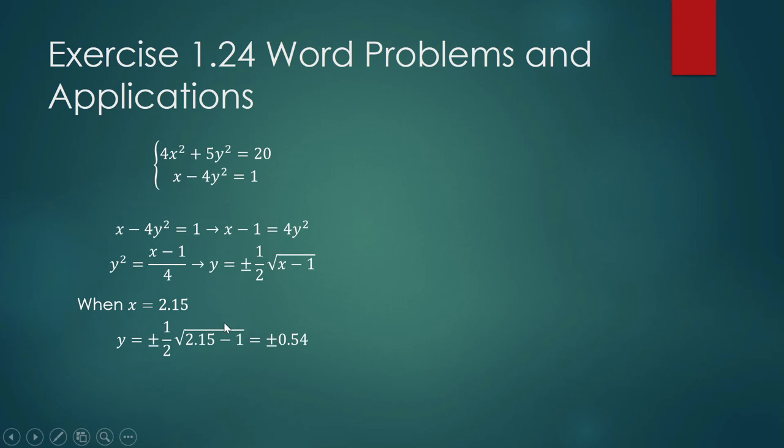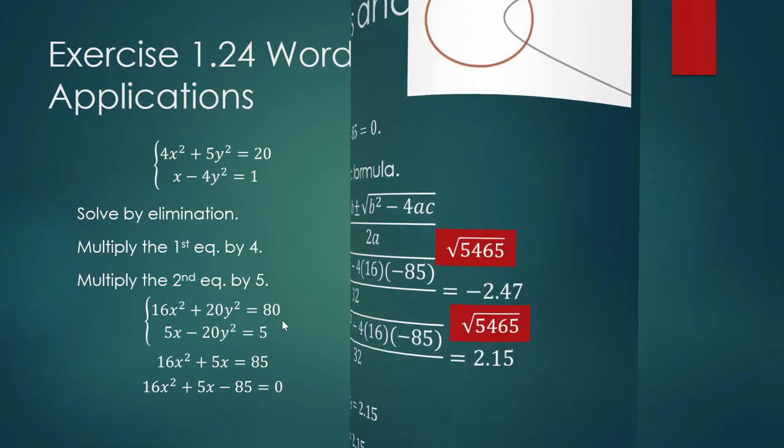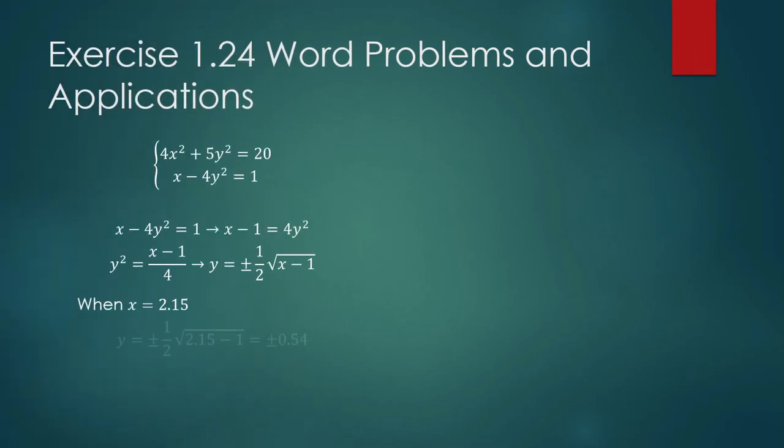And you know what? This is another reason why we cannot admit the other value of x to our solution. Let us go back to our slide. The other value of x is negative 2.47. So that's a negative. And you know what happens when we get the square root of a negative number? You look into your calculator and it returns an error message. So that is another reason why we will focus only on the positive value of x. Okay, so x is 2.15 and y is going to be either 0.54 or negative 0.54.